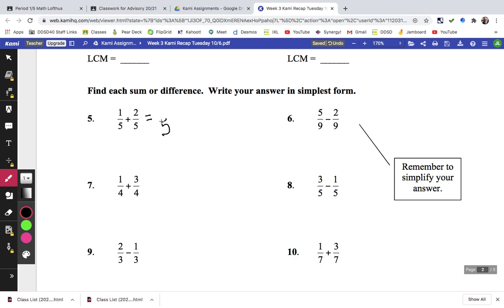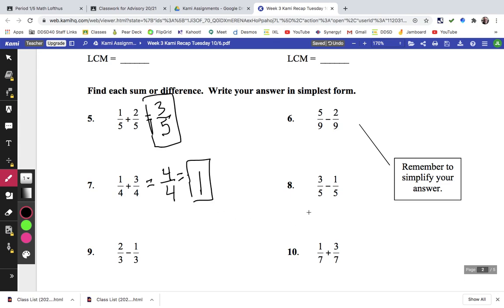Again, we don't need to hit this with a hammer. It's not a nail. It's just 1 plus 2 is 3, so that's 3/5. Sometimes we want it to be more difficult, but it's just counting up. 1 plus 3 is 4. 4 divided by 4 is 1.